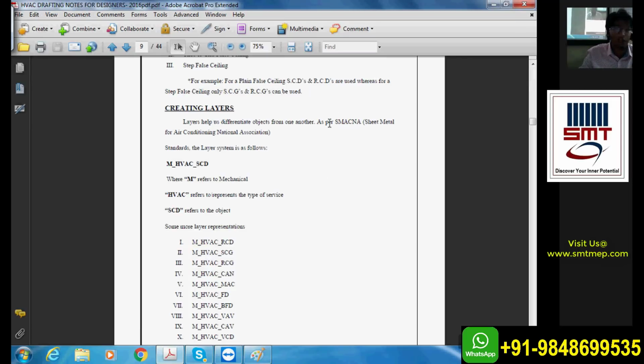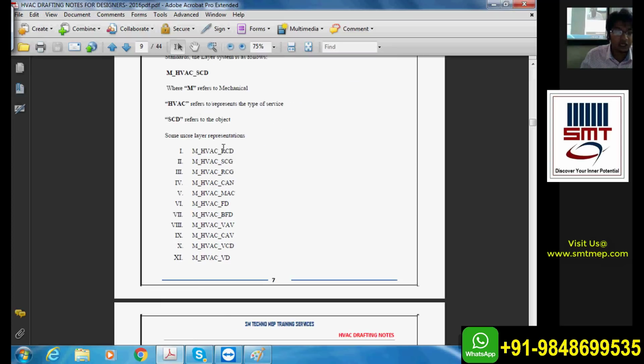Remember all these things. The layers help us differentiate objects from one another. As per SMACNA, that is Sheet Metal and Air Conditioning Contractors' National Association, the standard layer system is as follows. This is a syntax followed by SMACNA, so we also have to follow it. M_HVAC_SCD. You can try to omit the tag if it is not required or if it is not a very major project. If only some kinds of diffusers are going to be used, you can just eliminate the tag. Here M stands for mechanical, HVAC refers to the type of service, and SCD refers to the object. Some layer representations are as such.